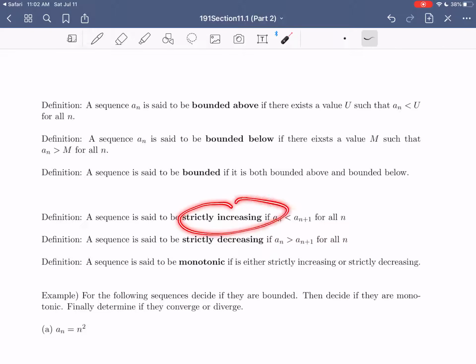That should make sense for why we call that strictly increasing. A sequence is said to be strictly decreasing if a sub n is greater than a sub n plus 1 for all n. So each time you take a step forward, each time you increase that index by 1, the sequence itself gets smaller. Each term of the sequence is smaller than the previous one. In general, we say a sequence is monotonic if it is either strictly increasing or strictly decreasing. So if you are one of these two things, then we call that a monotonic sequence.